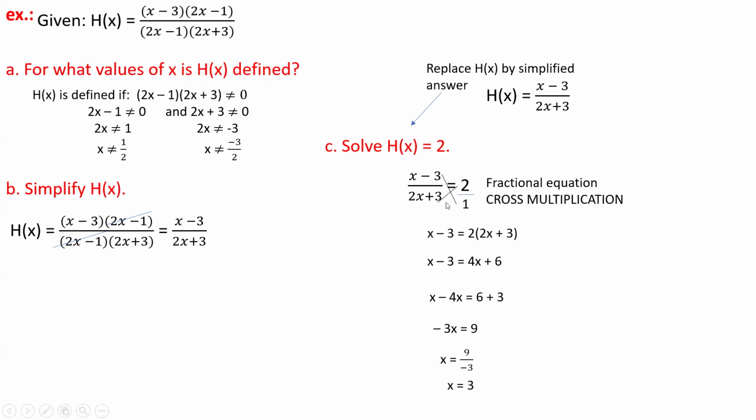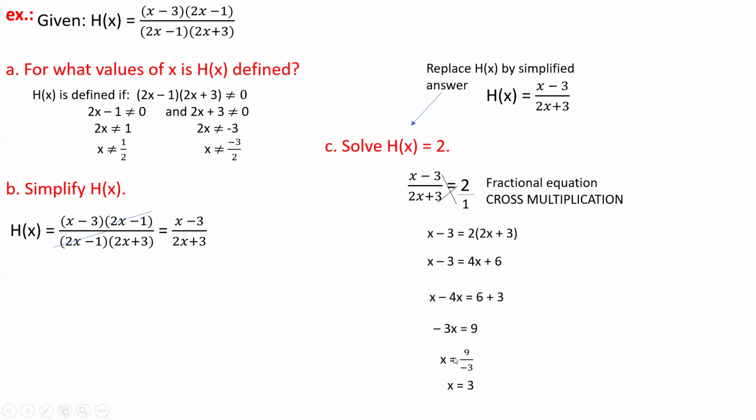I do the cross multiplication: numerator times denominator equal denominator times numerator. This is a first degree equation. I should get rid of the parentheses by expanding. So I have x minus 3 equal 4x plus 6. Now all x to side 1, all numbers to side 2. I calculate side 1: minus 3x equal 9. This is the simple equation form.